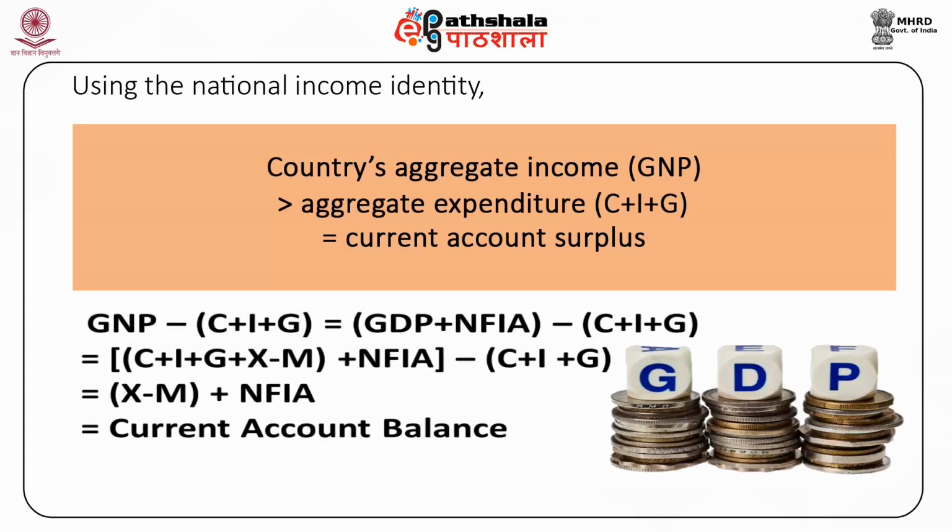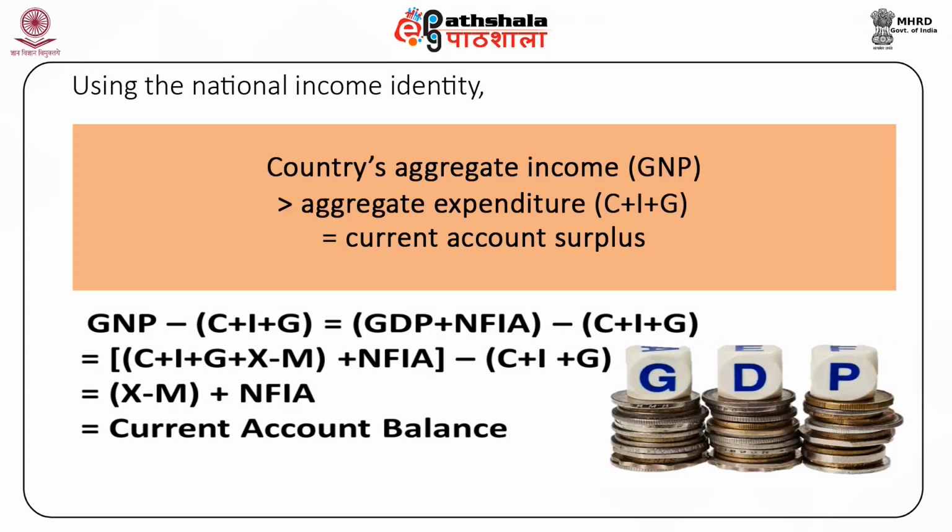GNP minus aggregate expenditure, which is C plus I plus G, equals GDP plus NFIA minus the aggregate expenditure, C plus I plus G, which equals X minus M plus NFIA, that is, exports minus imports plus NFIA, which equals the current account balance.